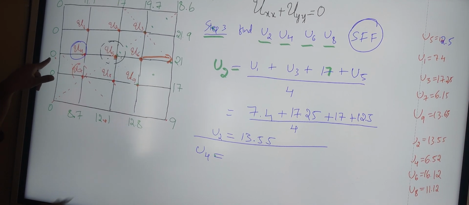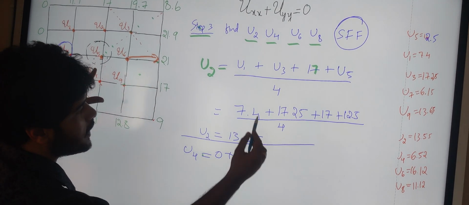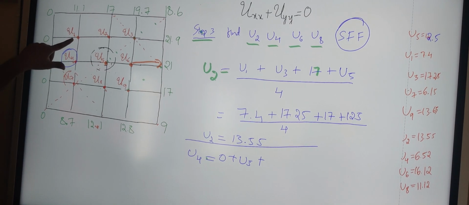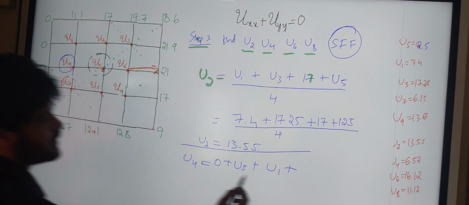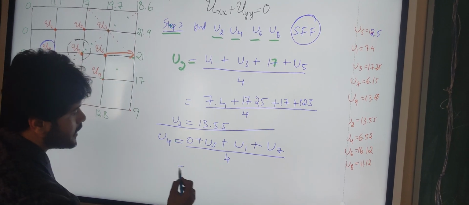So left value is 0. And towards right we have u5. I will just write down that as u5. Next, top value is u1 and bottom value is u7. So now I have to make the substitution and I have to divide by 4.